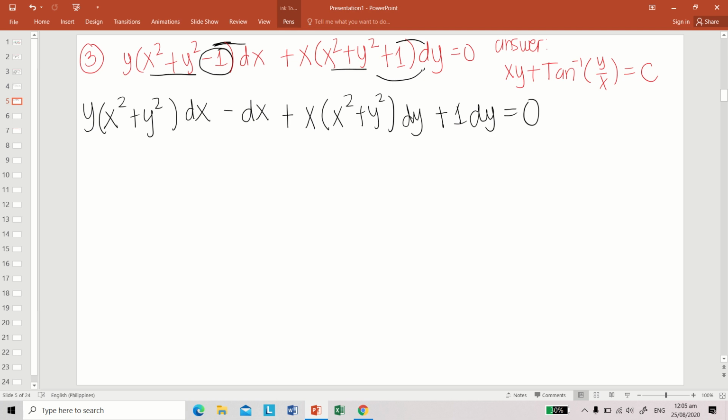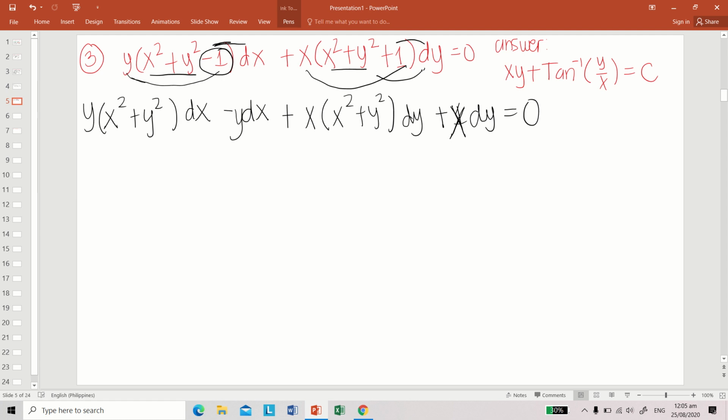So by pairing up all the terms, first, I'll pair up all the terms. By the way, I will distribute also y. I just made a mistake. This is y dx, and this is also distributing x. So we're going to have x dy equals 0. Sorry for my mistake.